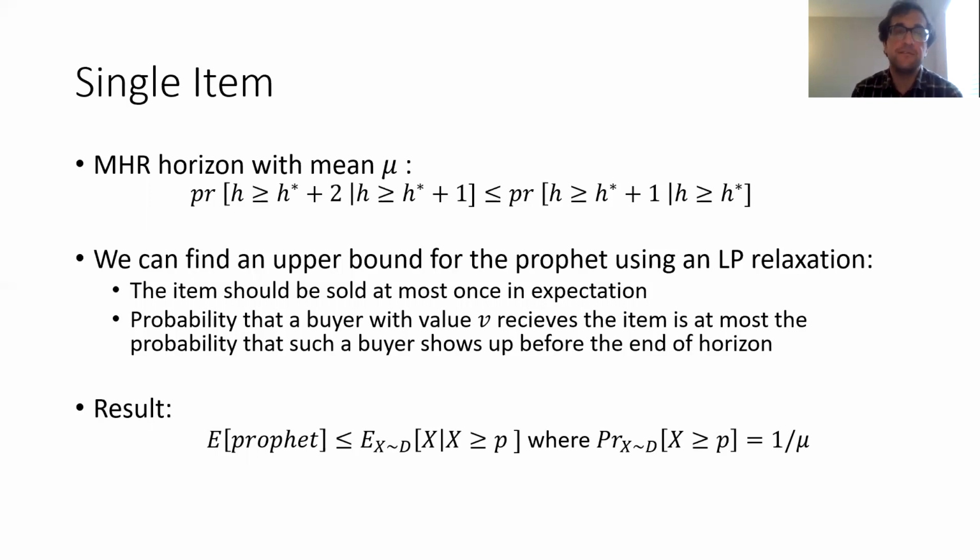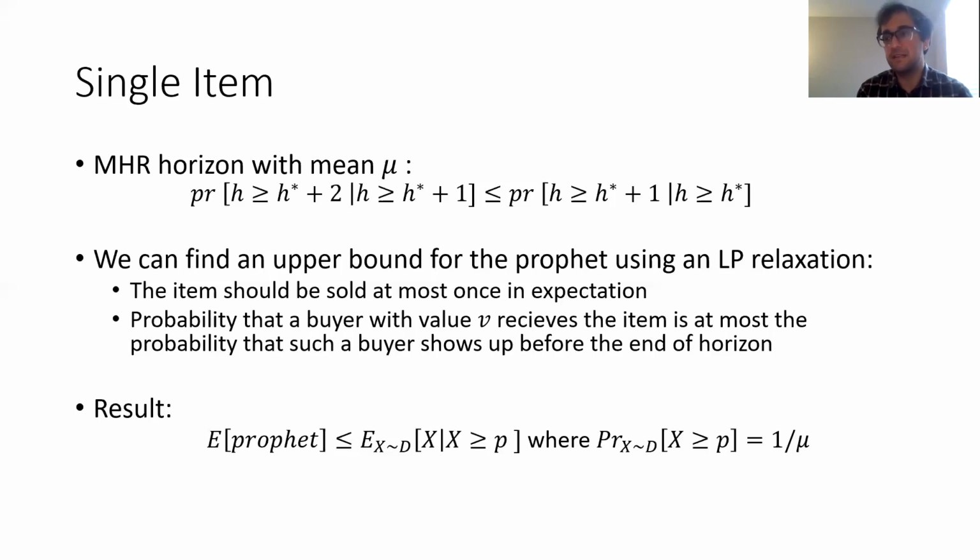For this setting, first we find an upper bound for the prophet's profit, and then we show that we can come up with a policy that achieves a constant fraction of this upper bound in expectation. In order to find this upper bound, we use an LP relaxation. There are two main constraints for our LP. The first one is that the item should be sold at most once in expectation. And the second one essentially says that we can allocate the item to a buyer with value V only if such a buyer shows up before the horizon of the item.